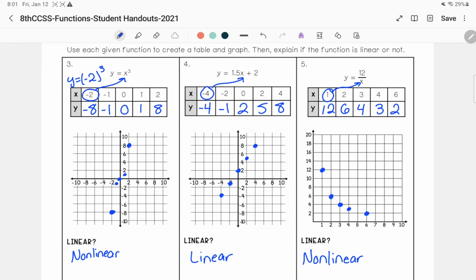But just remember, here are your answers to 3, 4, and 5: if your relation is curved at all, it is not linear. Or if your function is curved at all, it is not linear. If your table does not have a constant rate of change, it is nonlinear. If your equation is not in y equals mx plus b, or slope-intercept form, it is nonlinear.